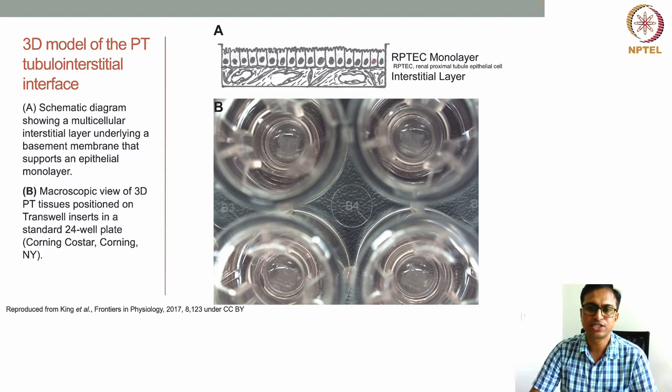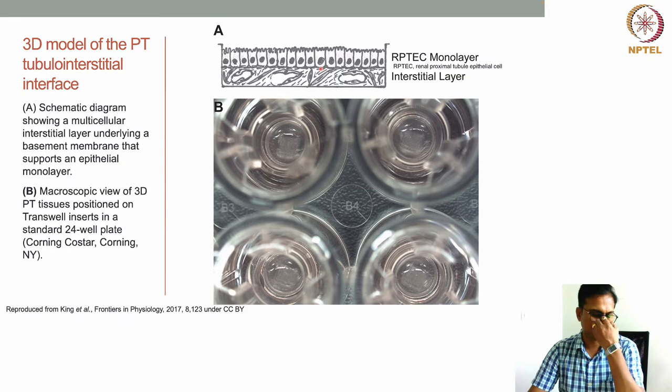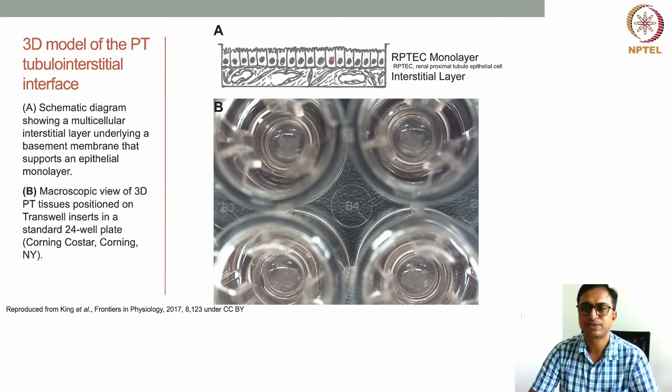And this tissue is very important for reabsorption and other functions of the proximal tubule, right? So this is the schematic of their work, and then they have also shown the macroscopic view of the 3D PT tissue positioned on a transwell in a standard 24-well plate, where they printed the interstitial layer, and on top of that the RPTEC monolayer is present.